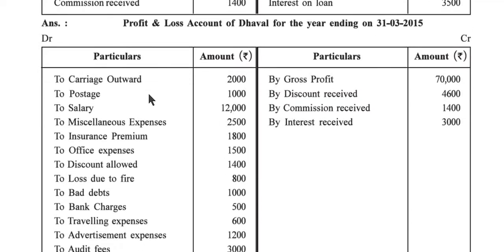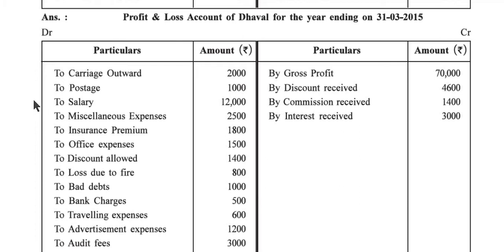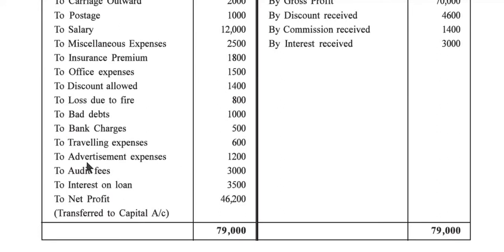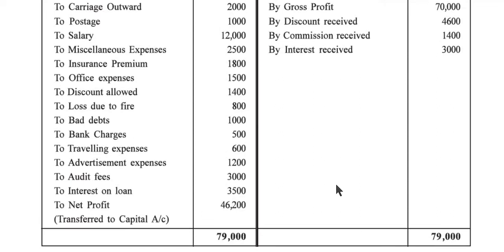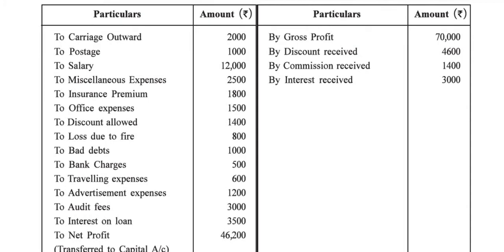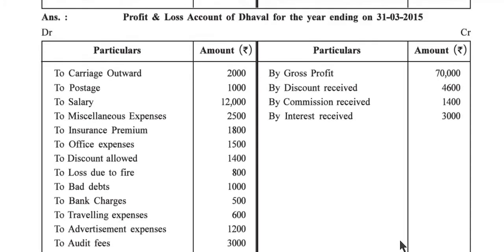Here on the debit side we have to write all the expenses. Carriage outward 2,000 rupees, postage 1,000, salary 12,000, miscellaneous expense 2,500, insurance premium 1,800, office expense 1,500, discount allowed 1,400, loss due to fire 800, bad debt 1,000, bank charges 500, traveling expense 600, advertisement expense 1,200, audit fees 3,000, interest on loan 3,500.